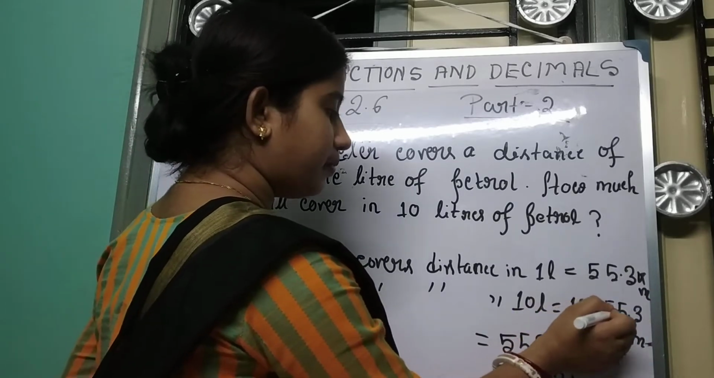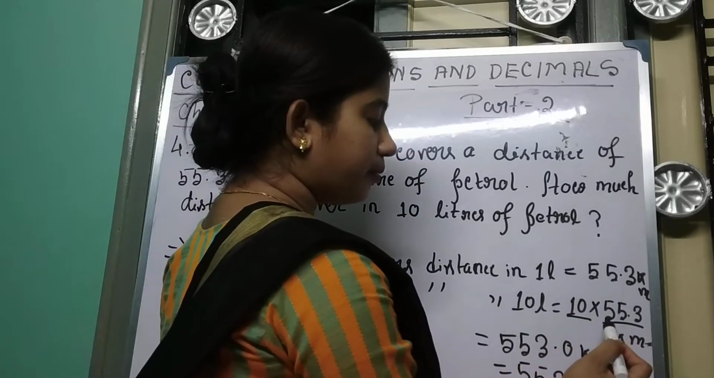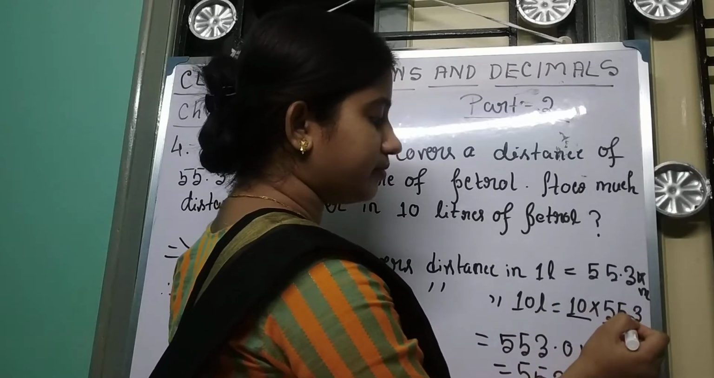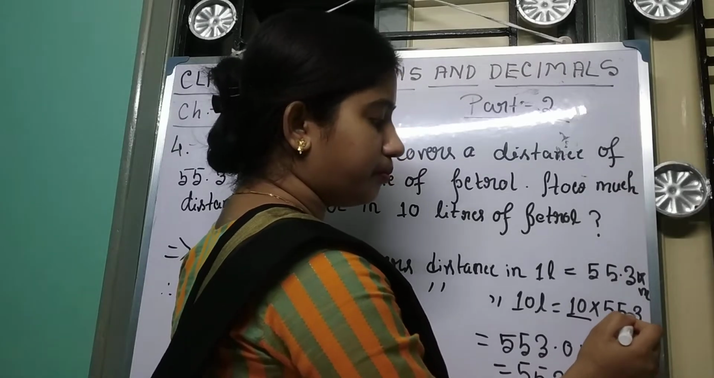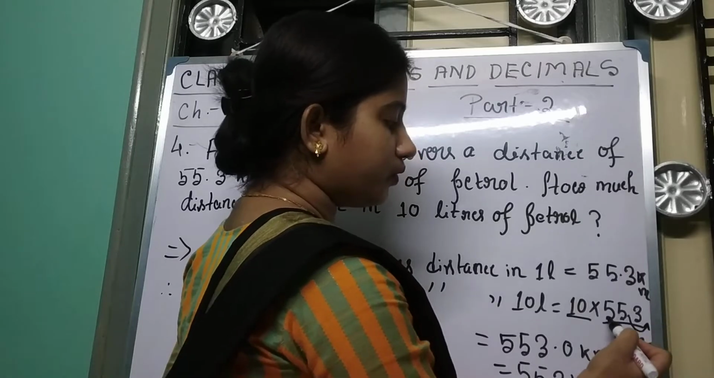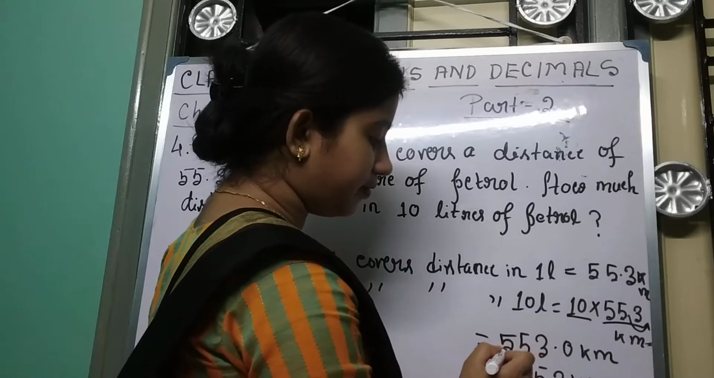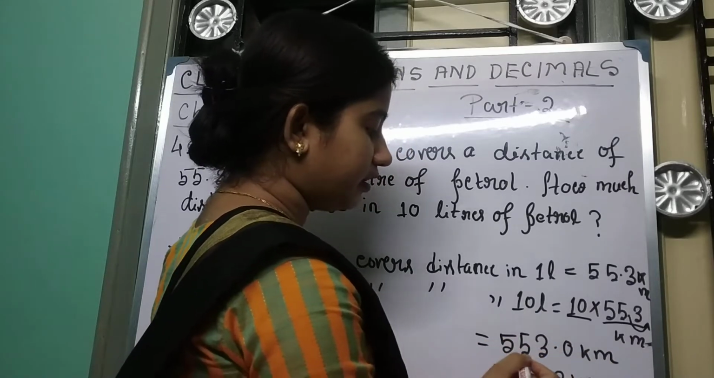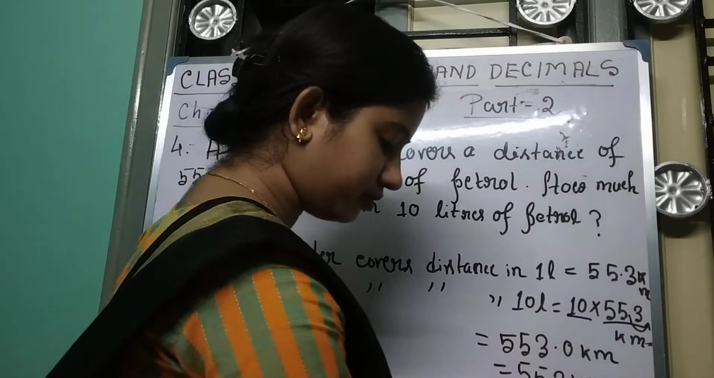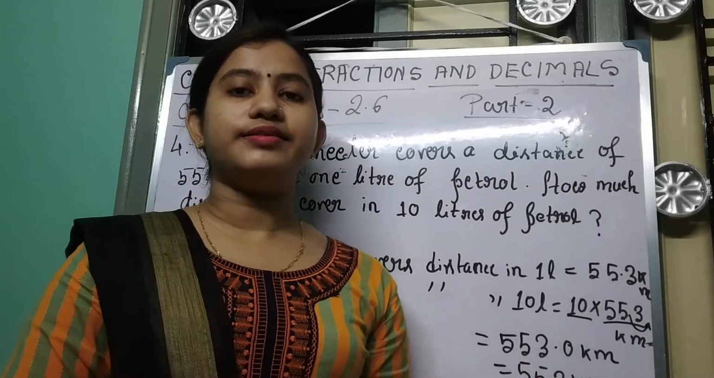Now, 55.3 into 10. When we multiply a decimal number by 10, we shift the decimal point by 1 place to the right. So we get 553.0, that means 553 km. This is the distance covered in 10 liters. This is 553 km.